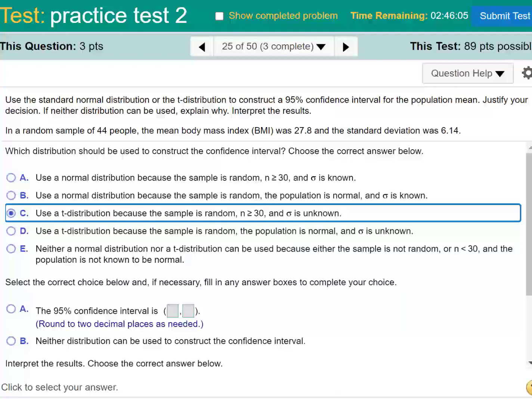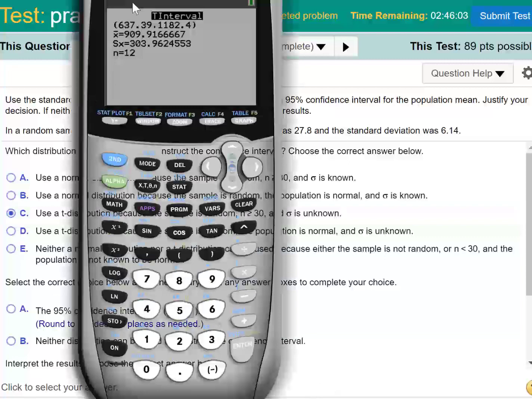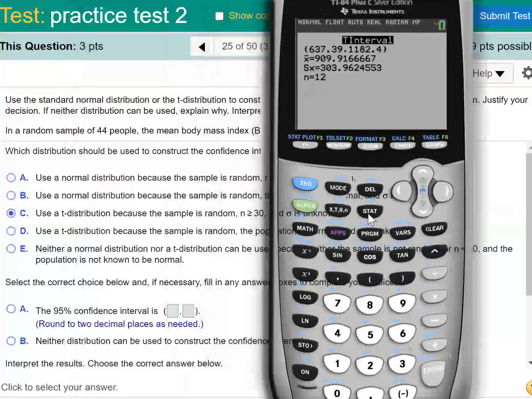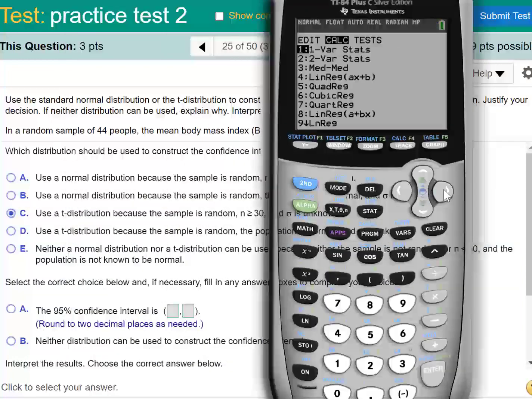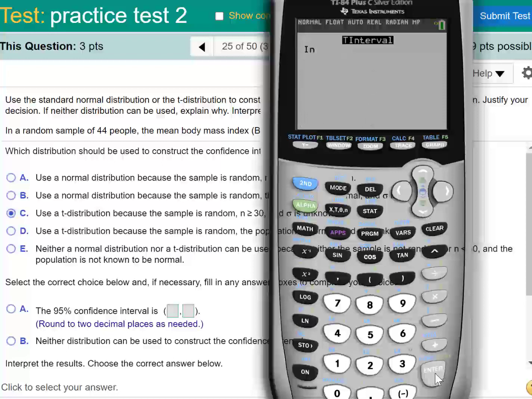Find the interval. Here's how you do the interval. So you just go to stat, tests, t interval. It's not data, it's a summary now. So I go to stats again.